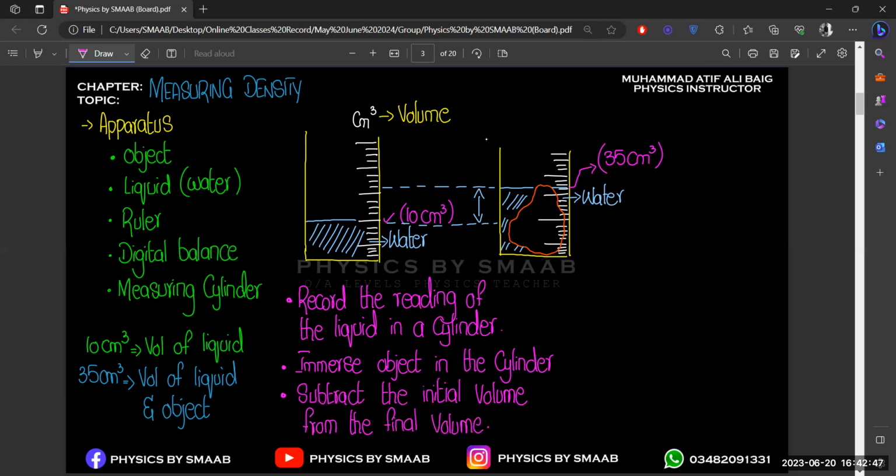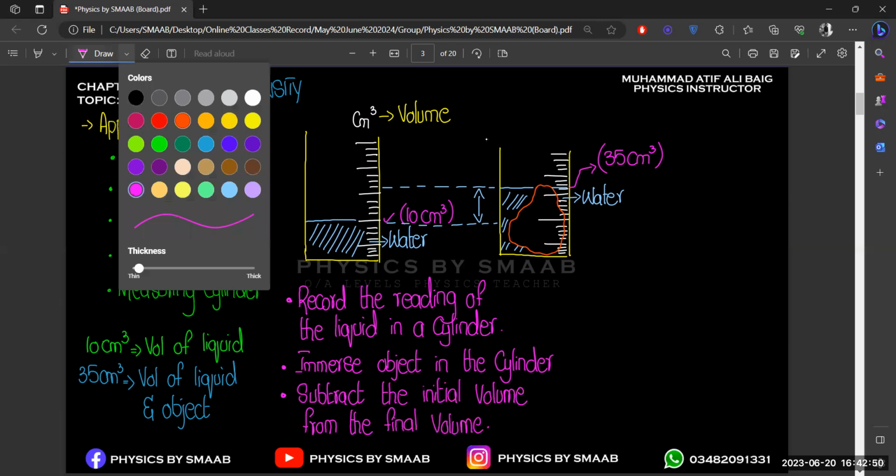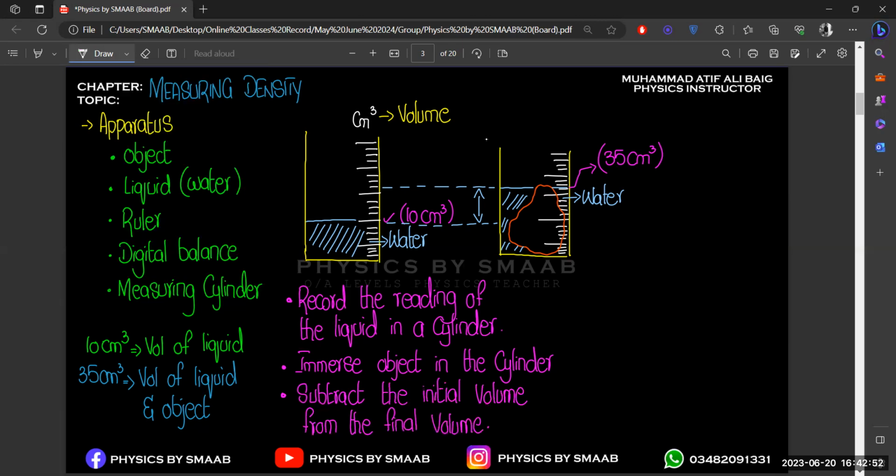And when we are going to subtract these values, what we will get? Let's suppose we subtract, so this is our calculation part. Calculation means 35 centimeter cube minus 10 centimeter cube. 35 is the volume of liquid and object, right? Which is mentioned here. And 10 is only the volume of liquid. So if we subtract 10 from 35, it means liquid got cancelled, right? Only the volume of object remains there.